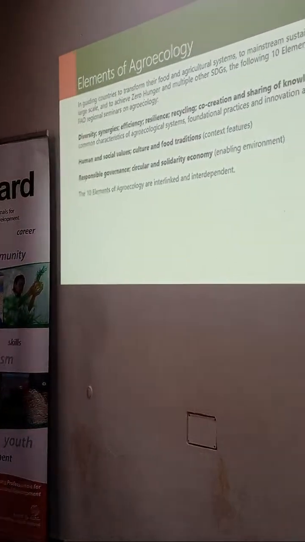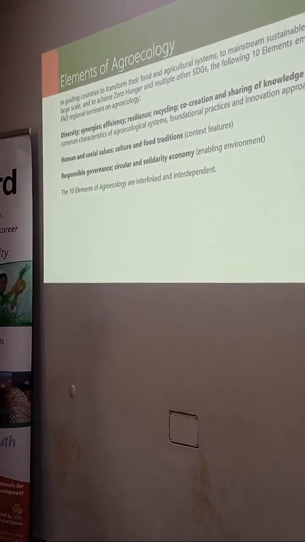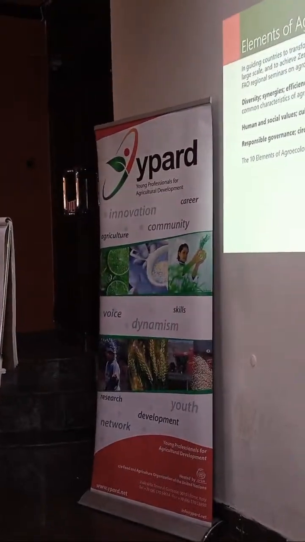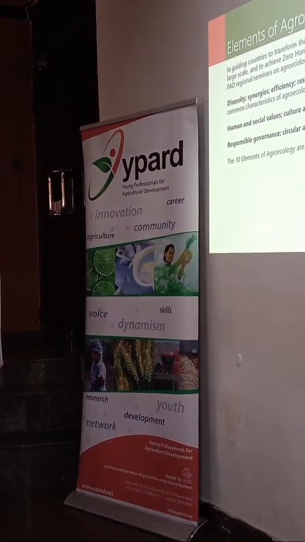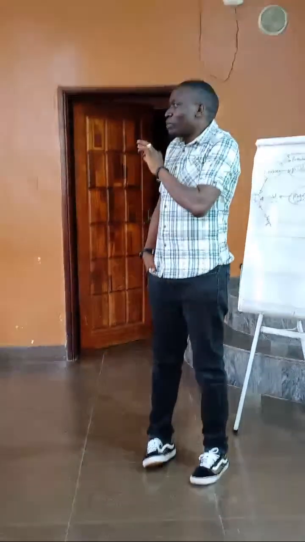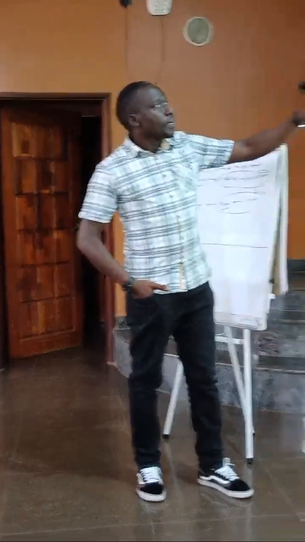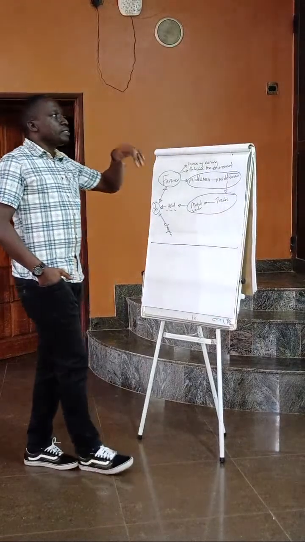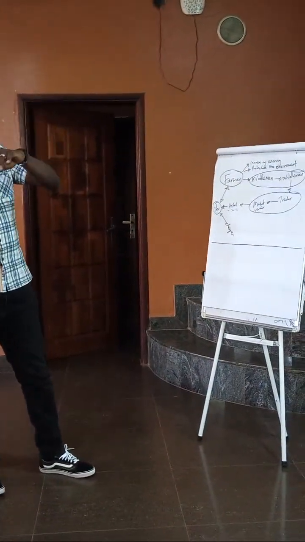So, I've already talked about this, I guess. This also speaks to the SDGs that you have just talked about. So, the 10 elements of agroecology are interlinked and interdependent. Not one stands alone. So here, diversity, synergies, recycling, co-creation, knowledge sharing, describe the common characteristics of agroecological systems, foundational practices, and innovation approaches. Then the human and social values, culture, and food tradition looks at the context filters. Responsible governance.